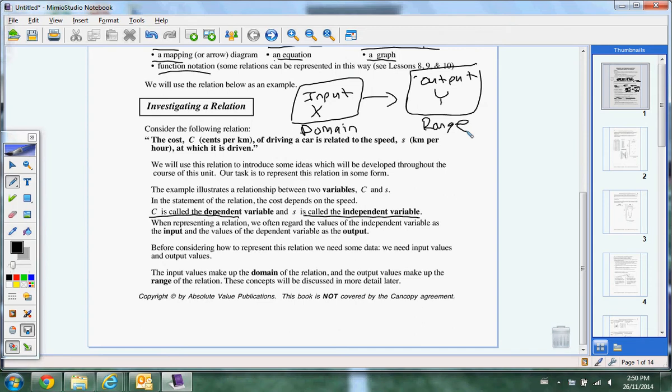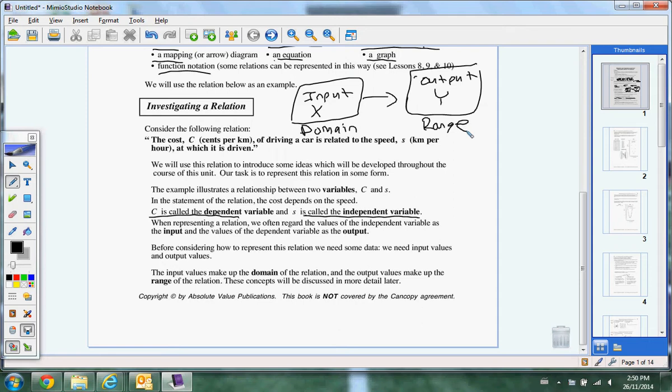Okay, what can I plug in? For example, if we did the domain of the speed of a car, let's say I'll give you a max speed. The car can go 220 kilometers an hour. That's the max speed. So what is my domain? If I wanted to say I can go between this speed and this speed, what would it be?